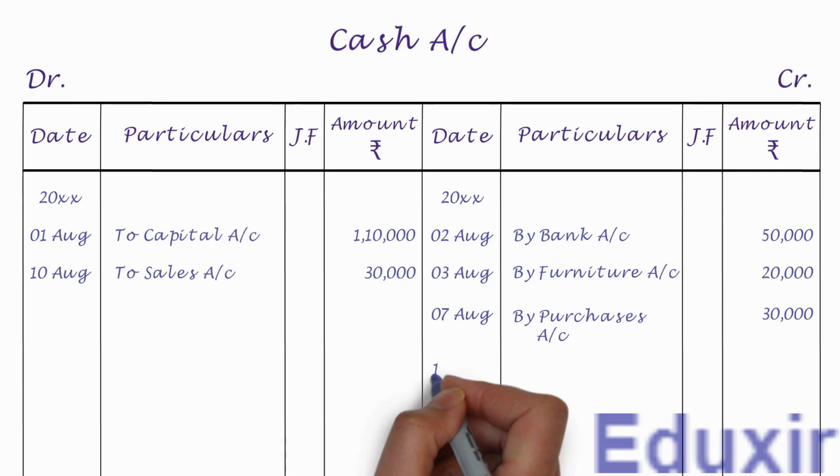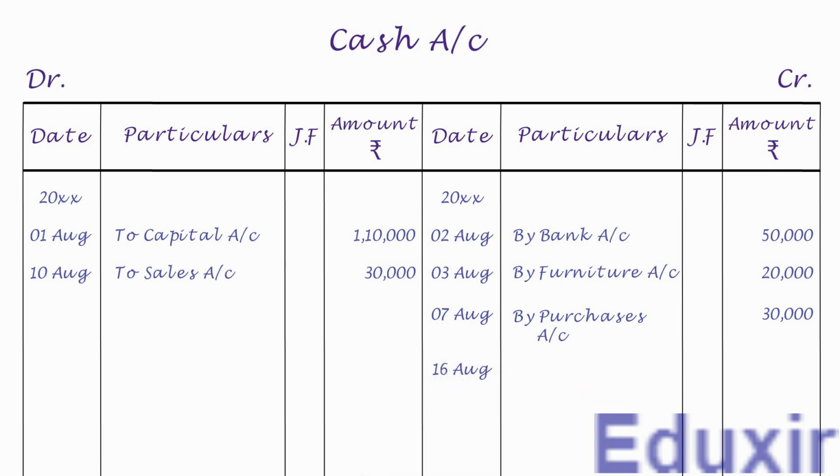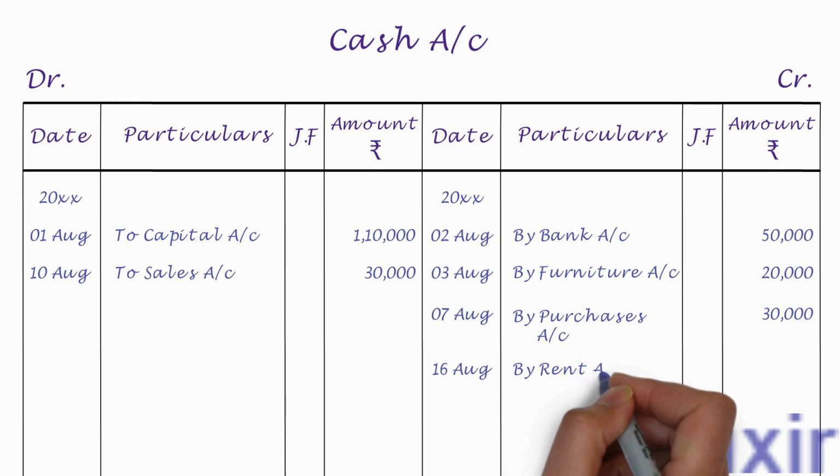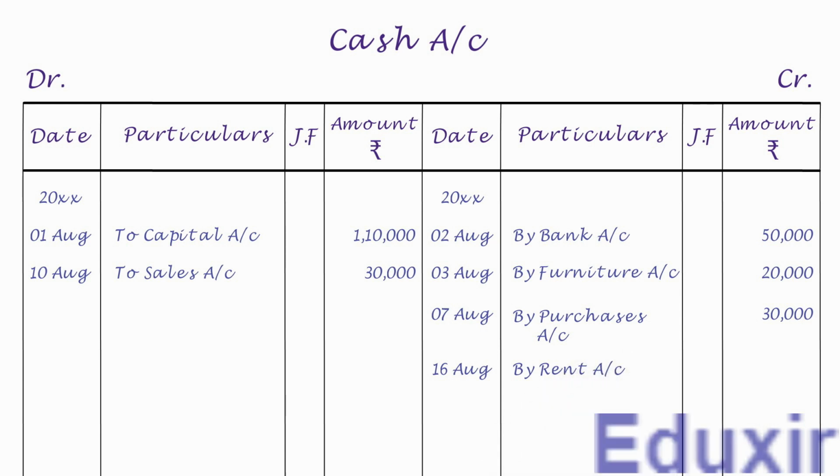Let us first write the date in the date column. We need to write by rent account into the particulars column. Let us write the credit amount of 4,000 rupees into the amount column. With that, we have completed the posting of this journal entry into the cash account. Let us now take up the next entry.